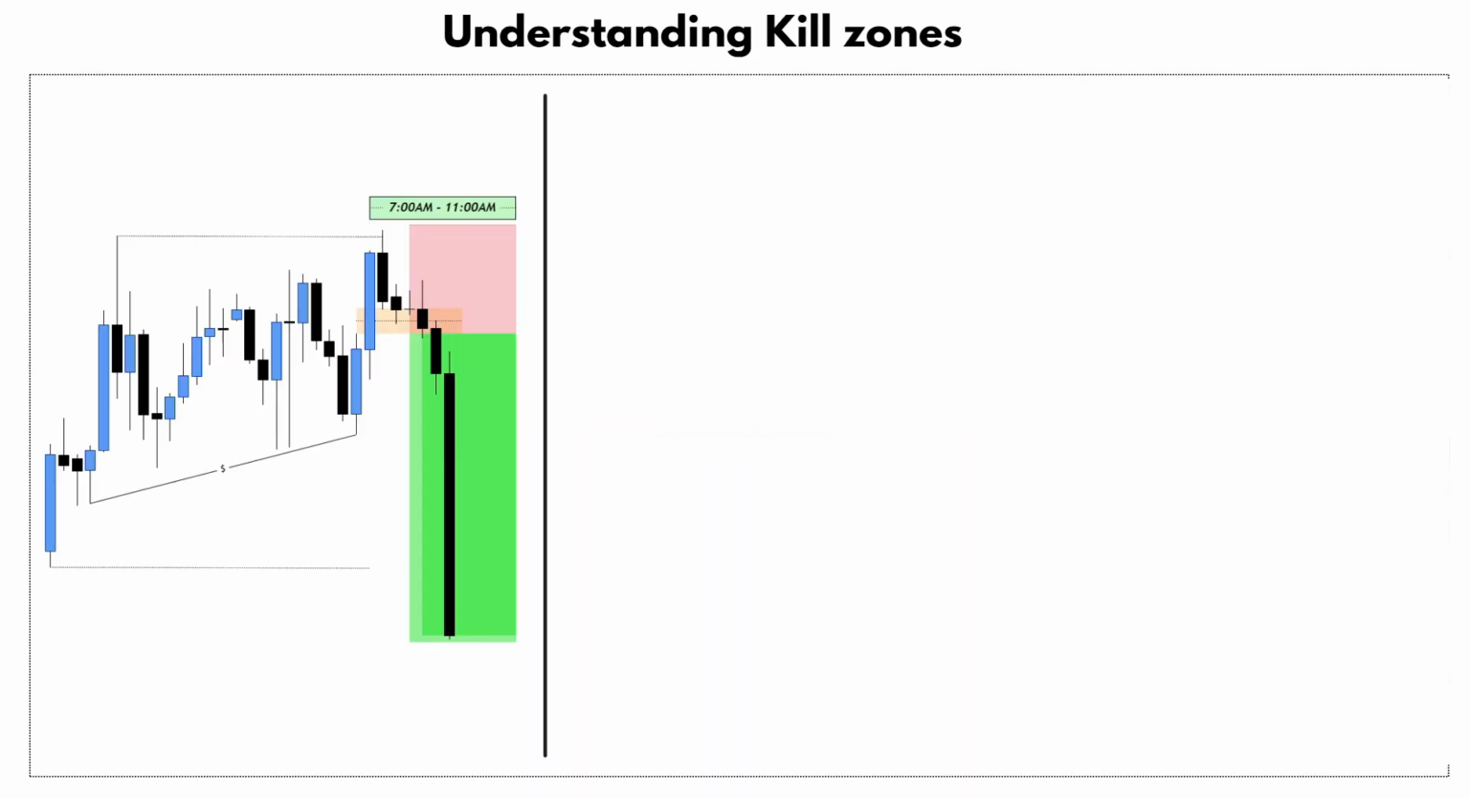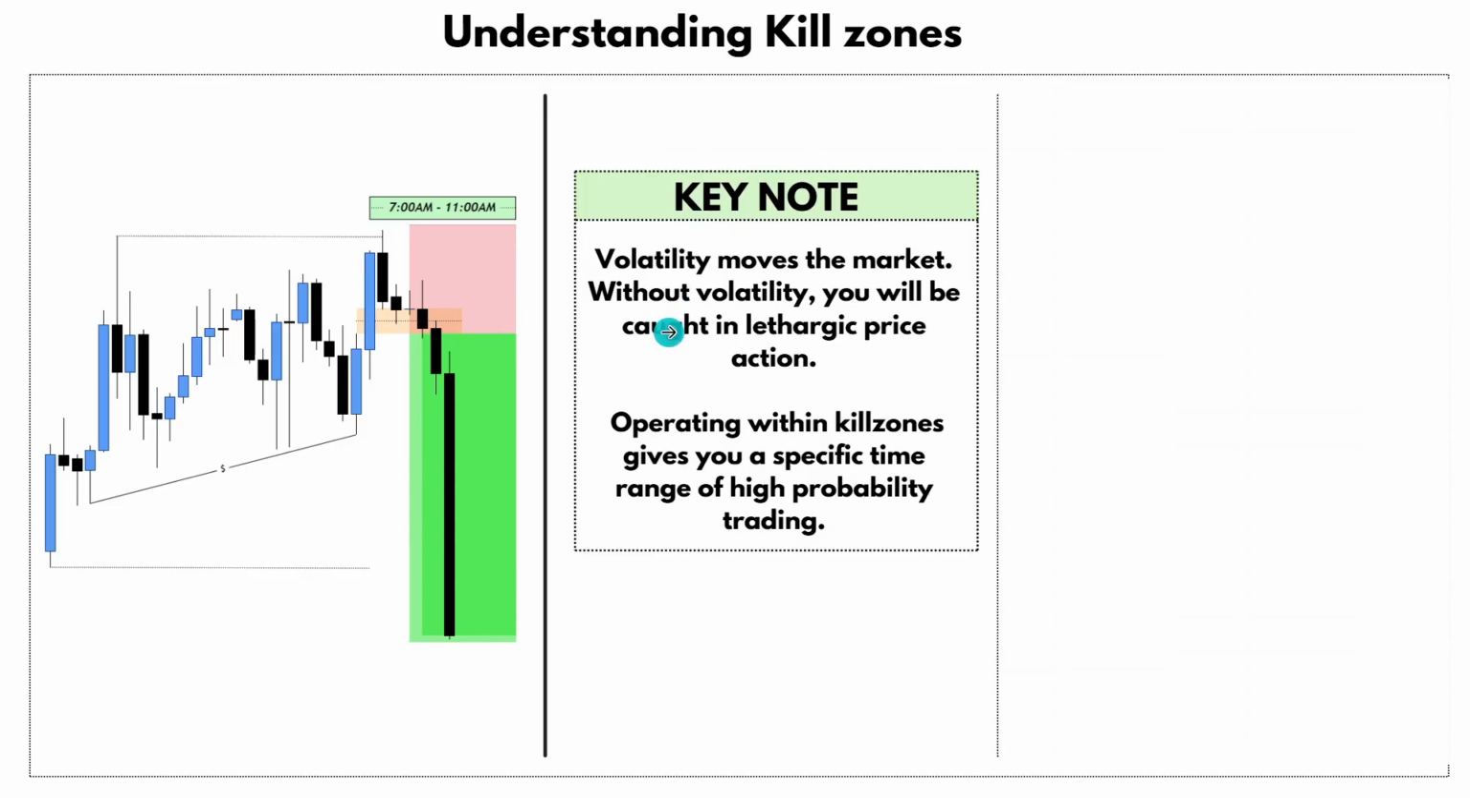First, we'll go over the full understanding of our kill zones and how we use them. A key note is that volatility moves the market. You will be caught in lethargic price action. Operating within kill zone times gives you a specific time range of high probability trades. As you can see here, operating during the kill zone times between 7 a.m. to 11 a.m. for the New York morning kill zone, this right here is when volatility kicks in.